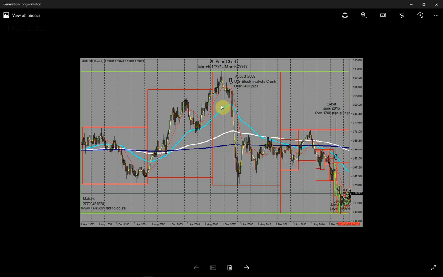In this 20 year cycle, we have the 2008 US stock market crash. It's over a 6,400 pip plunge. So, ladies and gentlemen, these things are manipulated. Somebody knew this was going to happen, and they made billions out of it. When the whole world was crying, saying, "Yo, the stock market has crashed, my job, my retirement, and whatnot," somebody was having a job. The Rockefellers were hitting a home run.